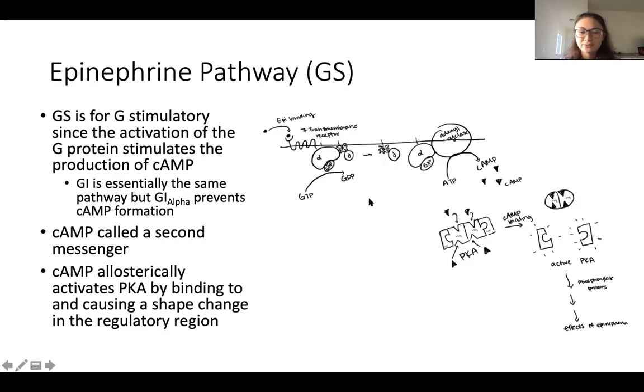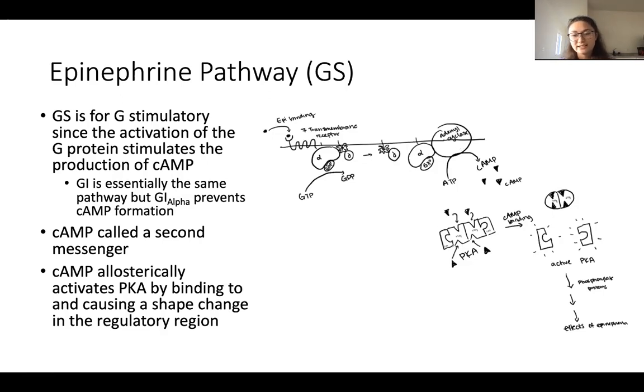So just to run through how this pathway works really quickly, epinephrine is going to bind to this 7-transmembrane receptor, and the 7-transmembrane receptor bound to epinephrine will act as a GEF for this G protein. So we go from the GDP to the GTP form here, and then once it's in the GTP form, the different subunits will dissociate. The beta and gamma will stay together, but the alpha will dissociate, and it will find an adenylyl cyclase protein, and it will activate it.